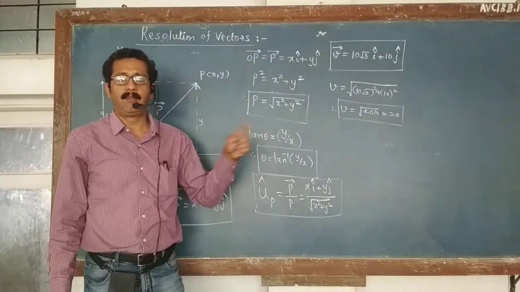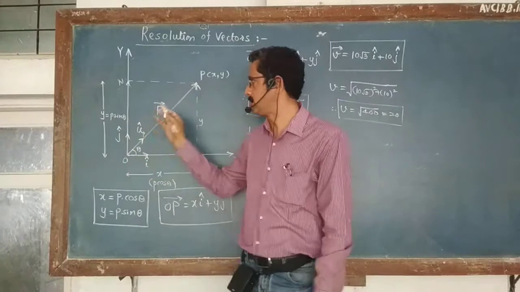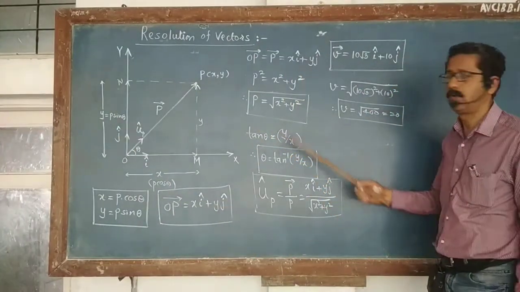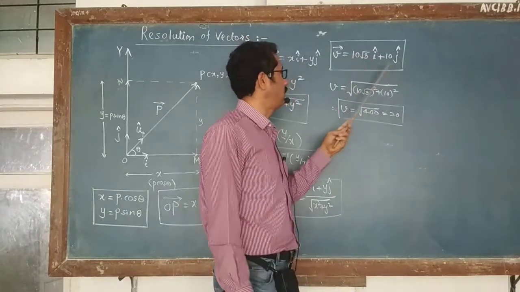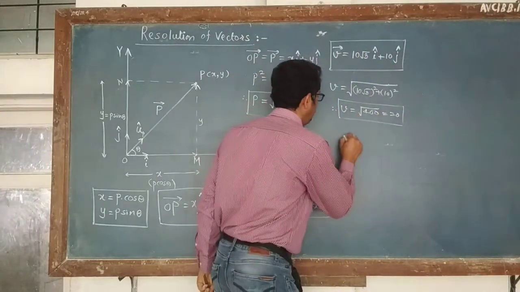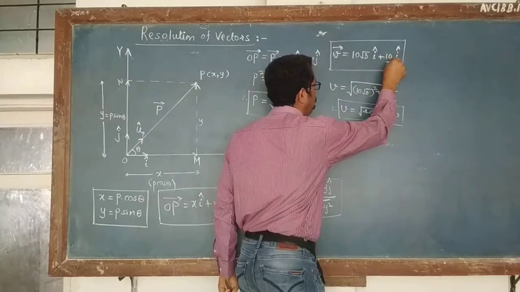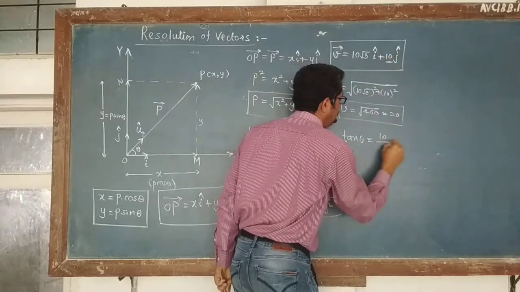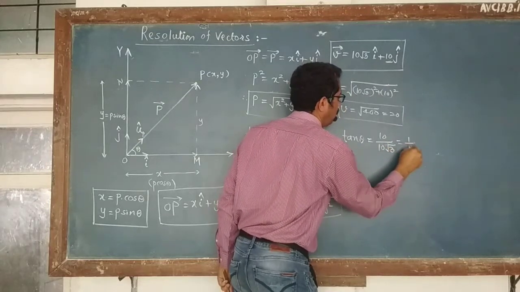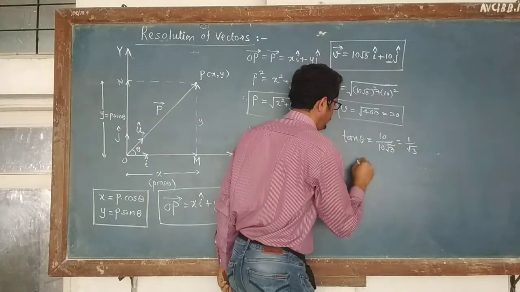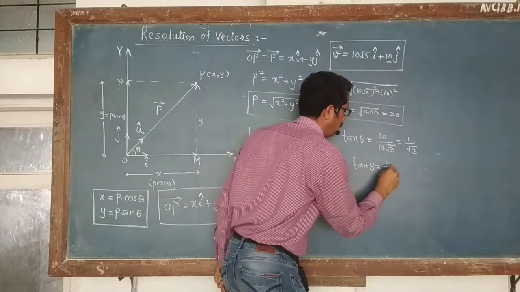How much is the angle made by this vector with respect to the horizontal? For that we also have a formula just now written, that tan theta is equal to y by x. What is x and y here? x is this, y is this. So tan theta is equal to y by x, which means the y component here is 10 divided by the x component, which is 10 root 3. So that gives me only 1 upon root 3. So you understand that tan theta is equal to 1 upon root 3.